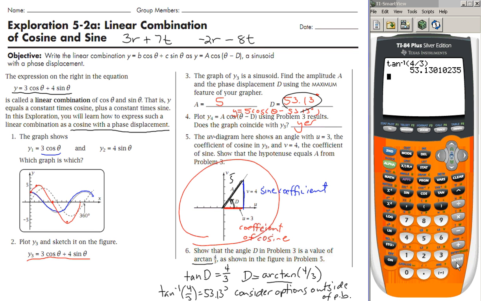So it looks like this triangle is giving me everything that I need in order to figure out the equation of my cosine, that is my one cosine that is a linear combination. So let's look at another problem and see how it extends to different sorts of problems.